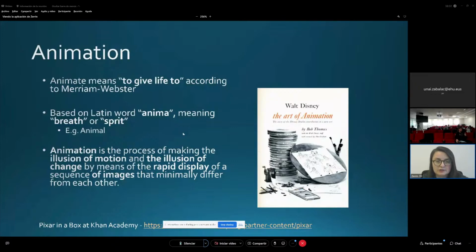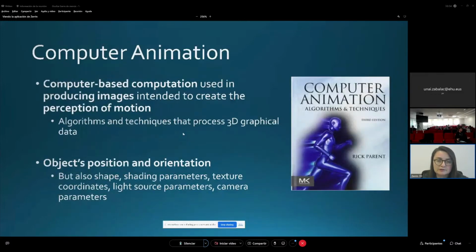Computer animation, on the other hand, is about algorithms and techniques that process 3D graphical data. It can be object position and orientation, but it can also be the shape, shading parameters, texture coordinates, light source parameters, camera parameters, etc.